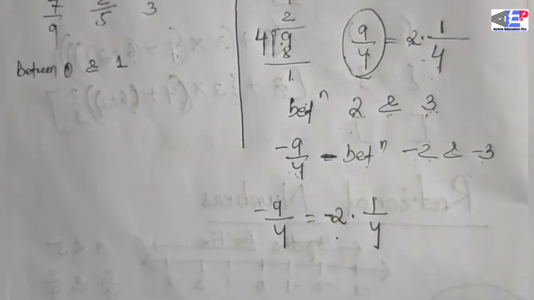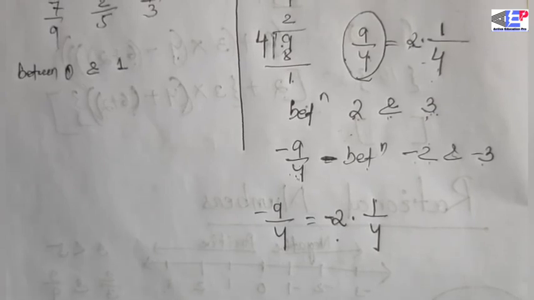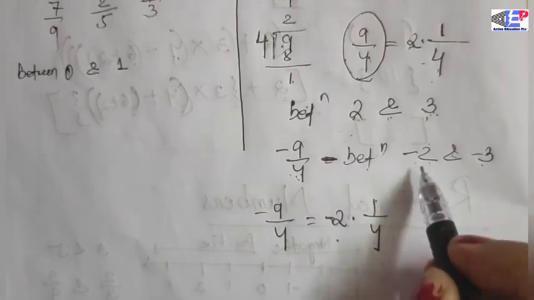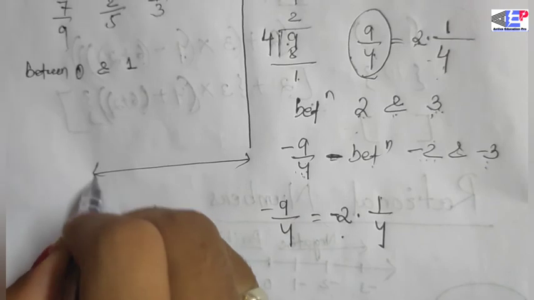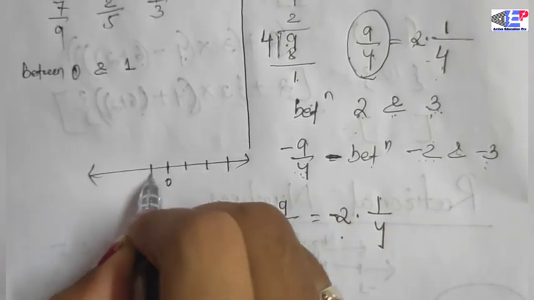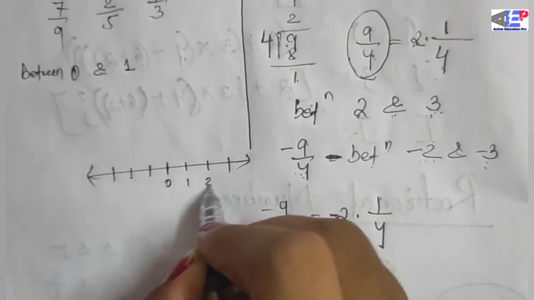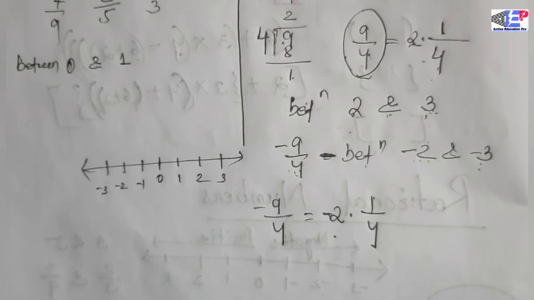In the case of positive rational numbers, we move to the next number, means we move towards the right side. In the case of negative rational numbers, we move towards the left side as its next number, means minus 2 and minus 3. Here is a number line. Here 0, 1, 2, 3, and minus 1, minus 2, minus 3.